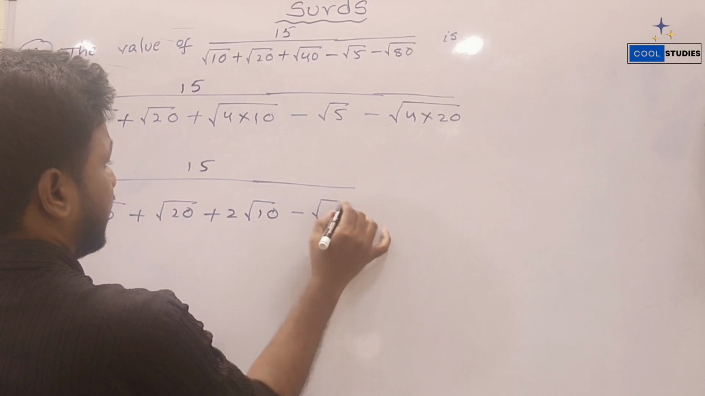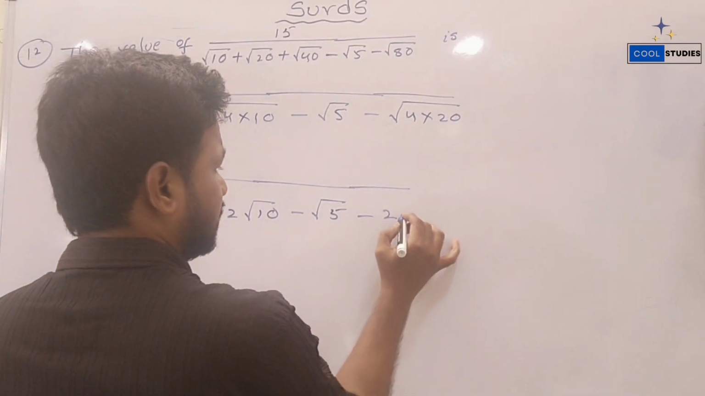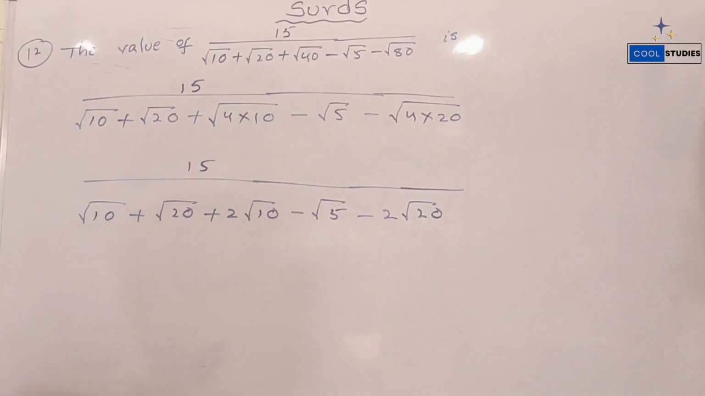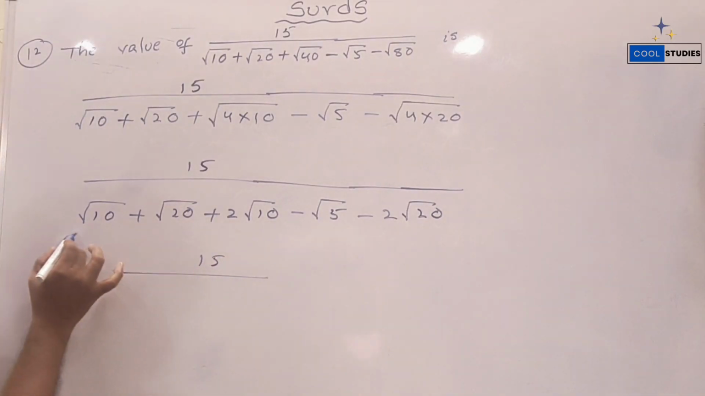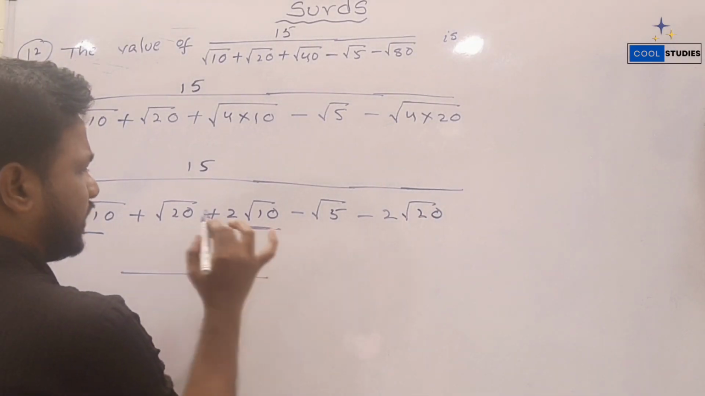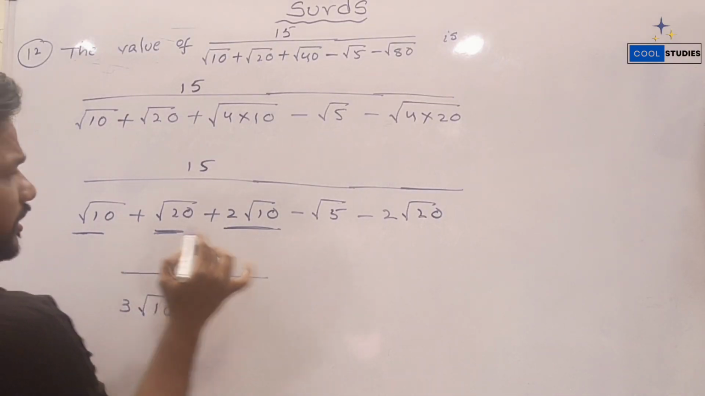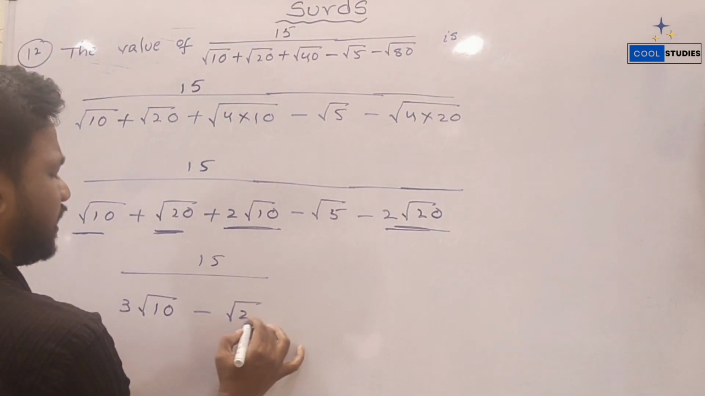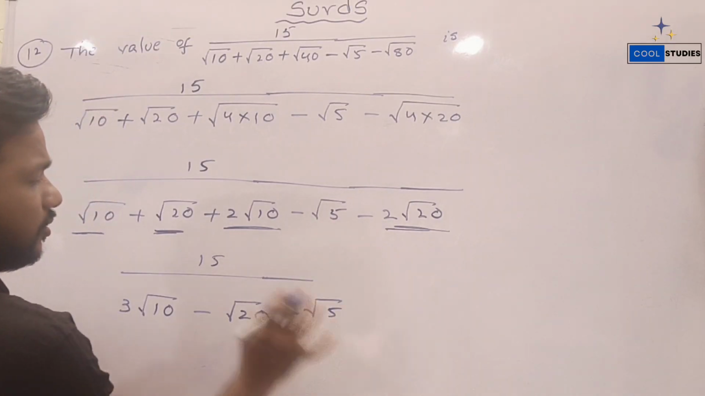root 10 minus root 5 minus root 4, whose value is again 2, root 20. If we observe here, 15 by root 10 plus 2 root 10, total is 3 root 10, plus root 20 minus 2 root 20. So minus root 20, minus root 5.